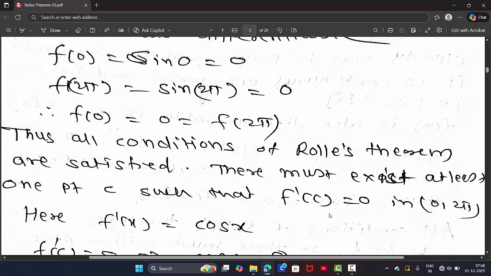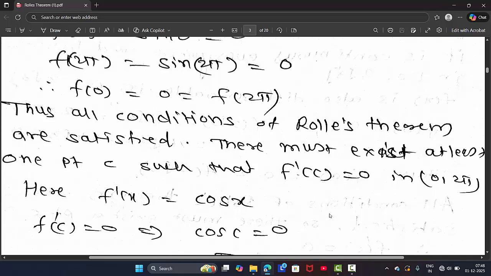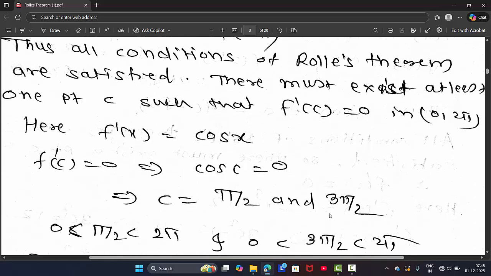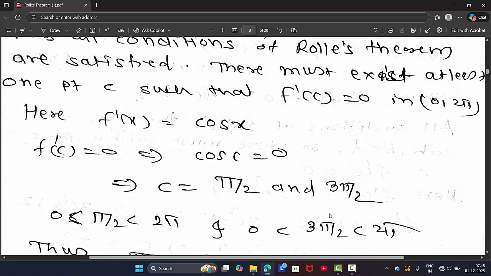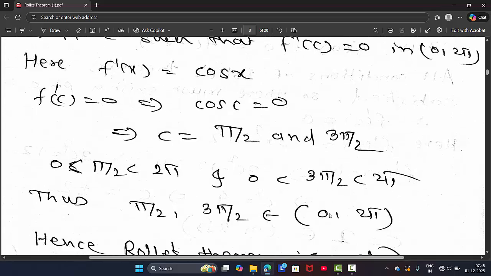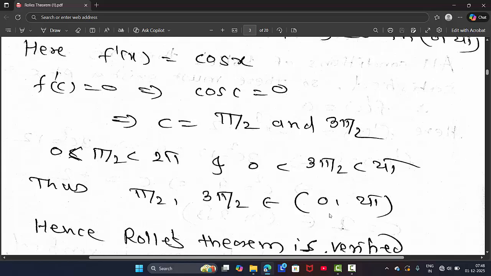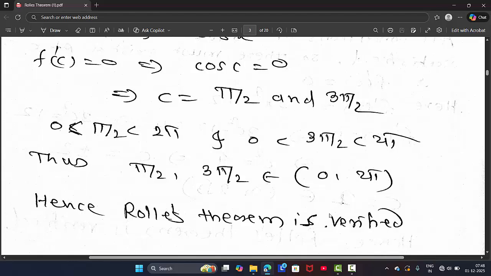Here the derivative of f(x) is cos x, and hence f dash c equals 0 implies that cos c equals 0, and hence cos c is 0 at c equals pi by 2 or 3 pi by 2. Both the values belong to the interval 0 to 2 pi. 0 is less than pi by 2 less than 2 pi, and 0 is less than 3 pi by 2 less than 2 pi. Thus pi by 2 and 3 pi by 2 belong to the open interval 0 to 2 pi. Hence Rolle's theorem is verified.